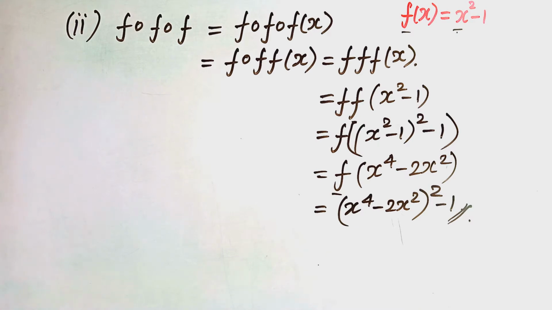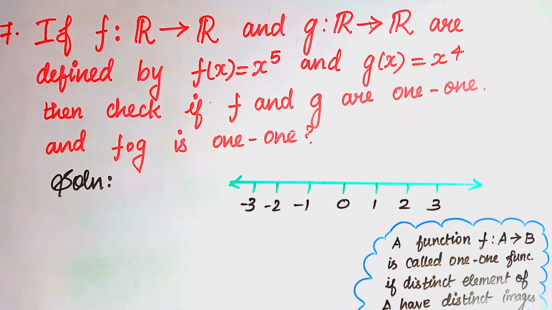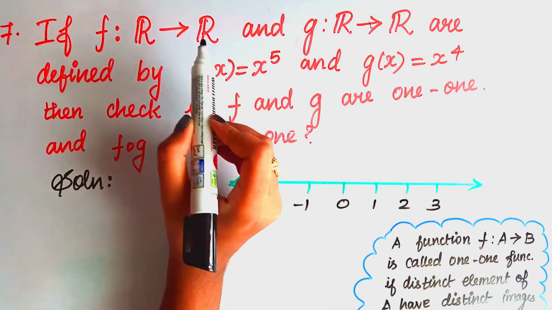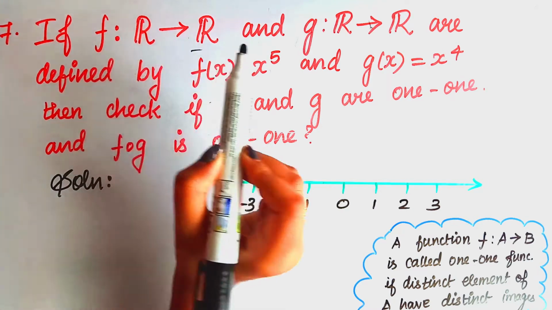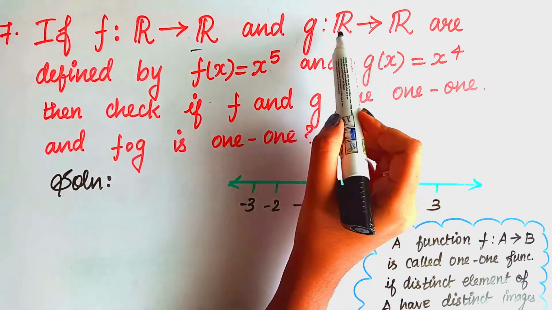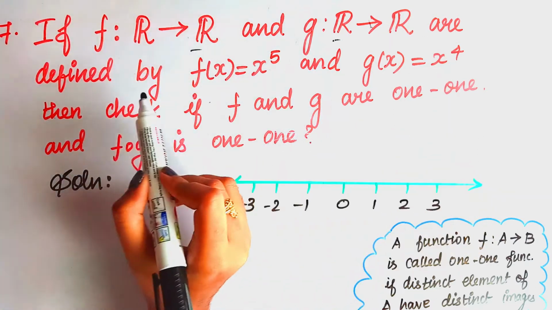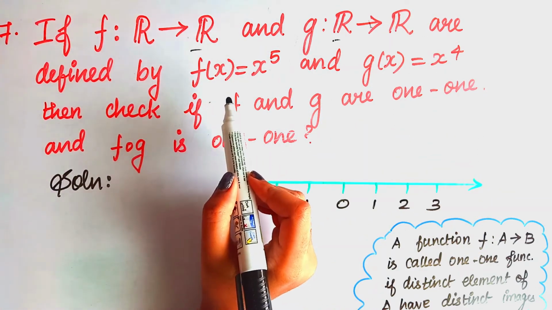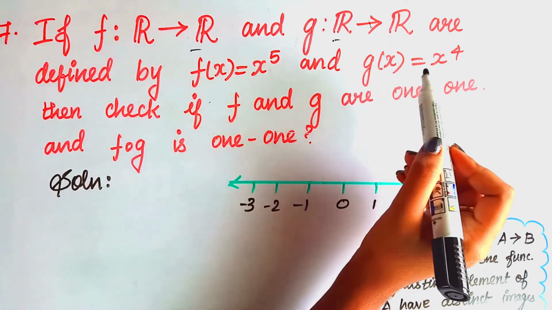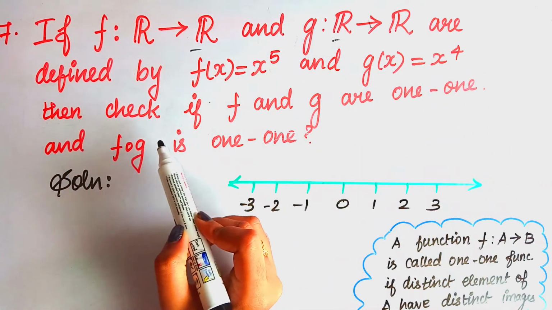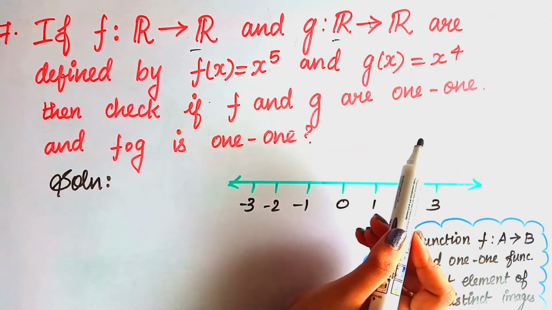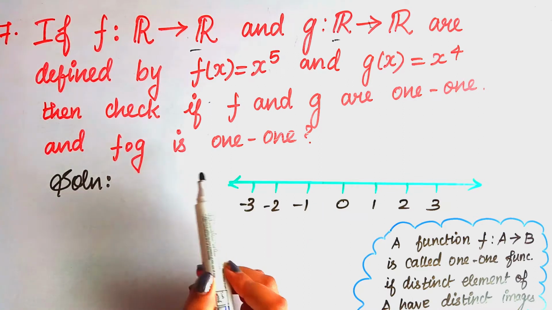So now let's get into our seventh sum. F from R to R, which means the real numbers, and G from R to R, also real numbers, are defined by f of x is equal to x power 5 and g of x is equal to x power 4. Then check if f and g are 1 to 1 and f dot g is 1 to 1.